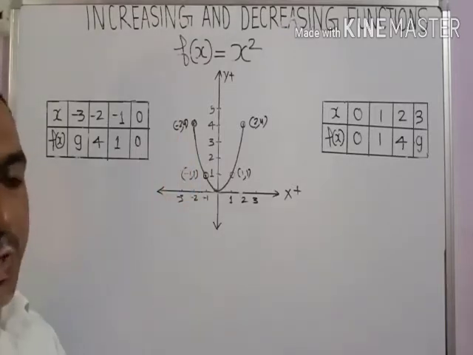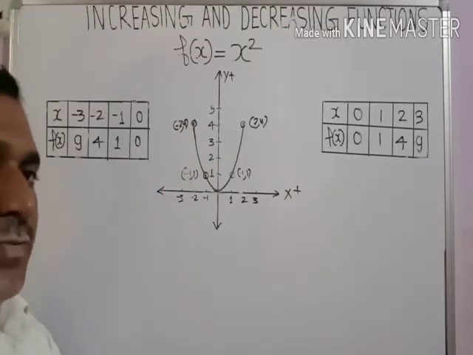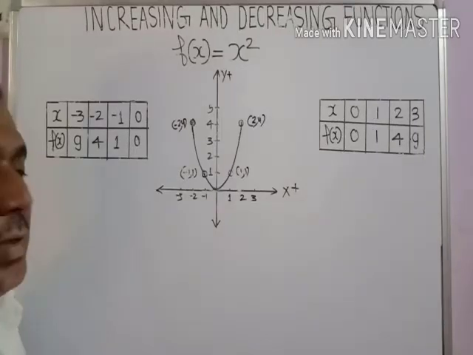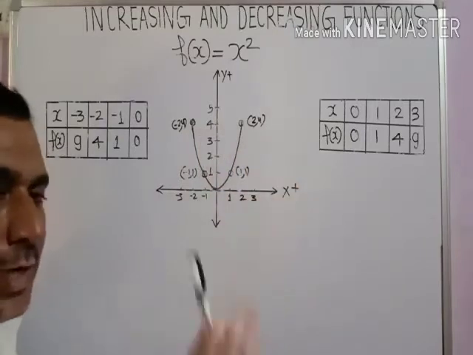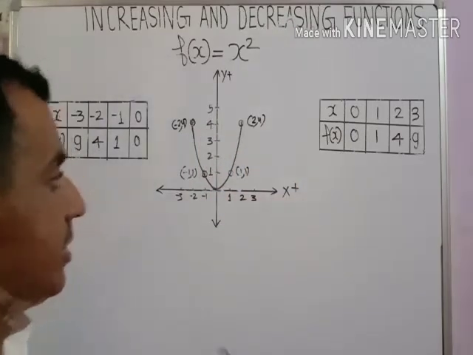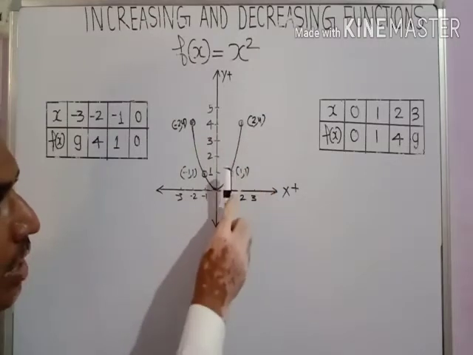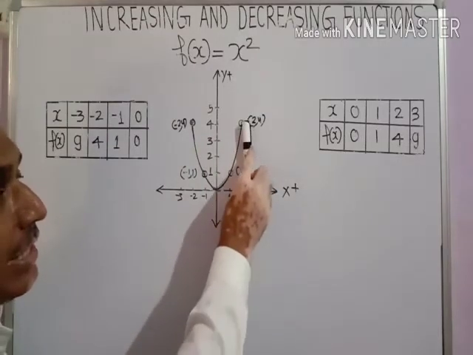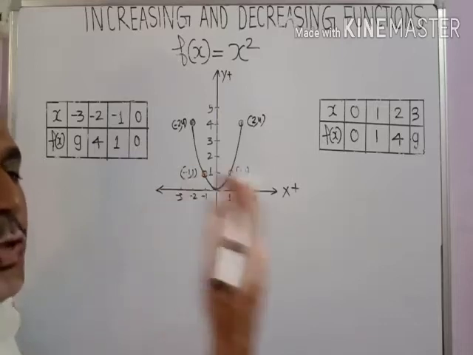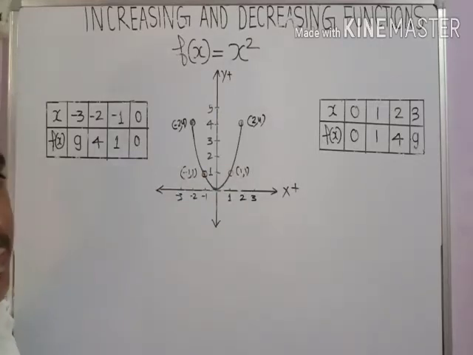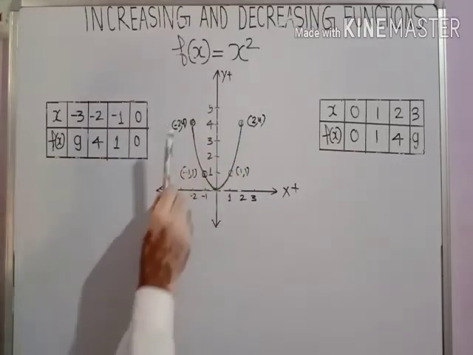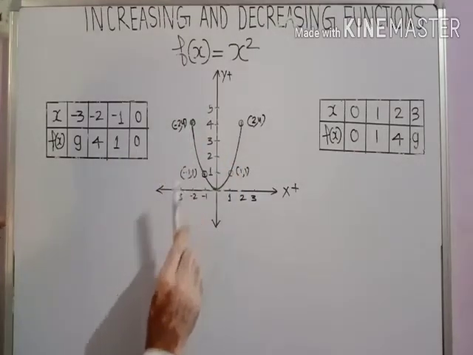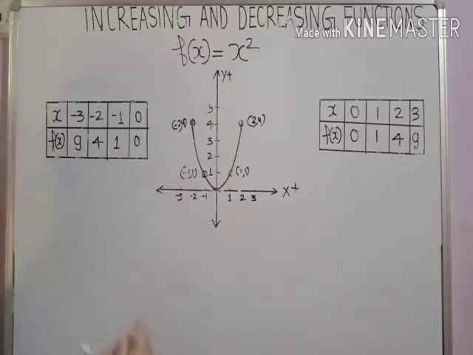If I ask you, is it an increasing function or a decreasing function? What do you think? Then you will say, sir, right side of the origin the function is increasing, because the height of the graph is continuously increasing. It means right side of the origin the function is increasing. And you will say, sir, left side of the origin the height of the graph is continuously decreasing. It means left side of the origin this function is decreasing.